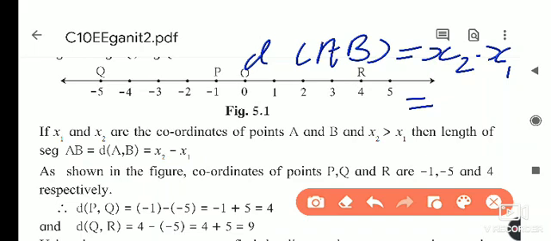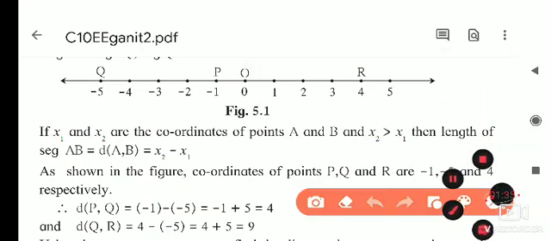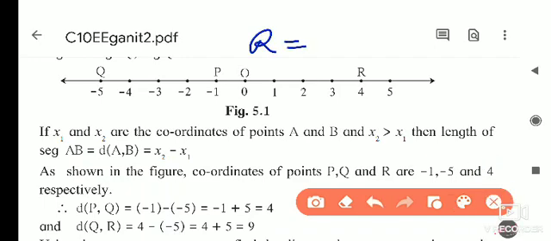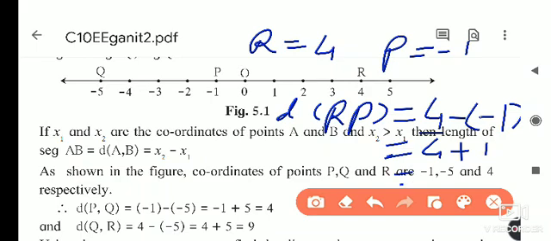So if you have to find the distance between R and P, the coordinate of R is 4, the coordinate of P is -1. How do we find the distance RP? That is bigger number minus smaller number. Which is bigger here, 4 or -1? 4 is bigger, minus -1 which is the smaller number. So 4 minus into minus becomes plus 1, and 4 plus 1 is equal to 5. In that way we have to find the distance, and you know how to find it from last year.